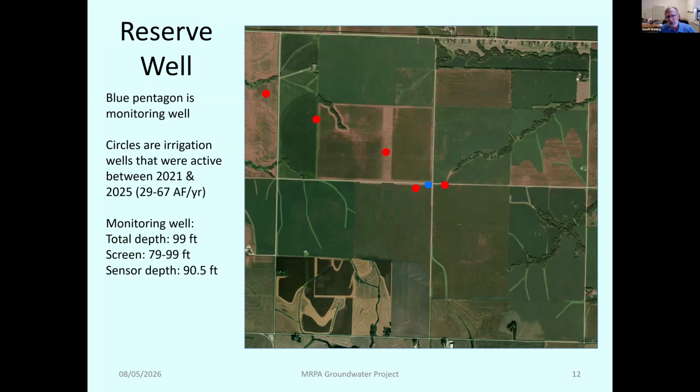And then the reserve well is the one that's up by the Nebraska line in northern Brown County. So the blue symbol there, pentagon, is the monitoring well. And the circles are irrigation wells that were active between 2021 and 2025. And they had average uses varying between 29 and 67 acre feet per year. The screen depth for the monitoring well is 79 to 99 feet.